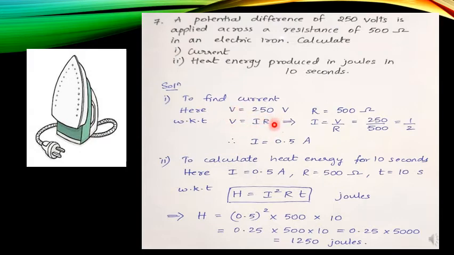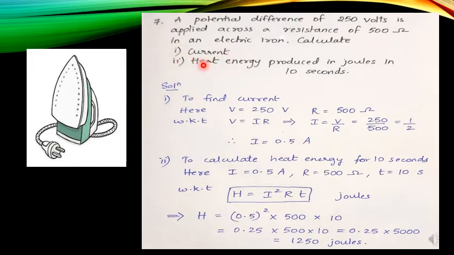From this you have to modify the formula in such a way that I comes to LHS. So I is going to be V by R. V value is 250 and R value is 500. So it is going to be 1 divided by 2. What is the value of 1 divided by 2? It is 0.5. Therefore current is 0.5 ampere. So we are done with the first question.